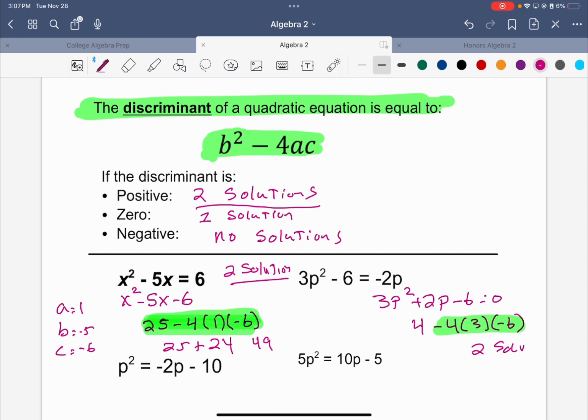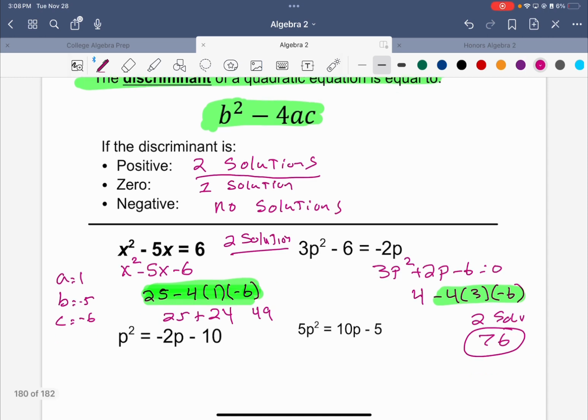Hey, could I figure it out? Yeah, but I don't have a calculator. Can't you just do it in your head? Negative, I don't know. What's 4 times 3 is 12. 12 times 6 is 72. 4 plus 72 is 76. So yes, I can. As you should. Okay.